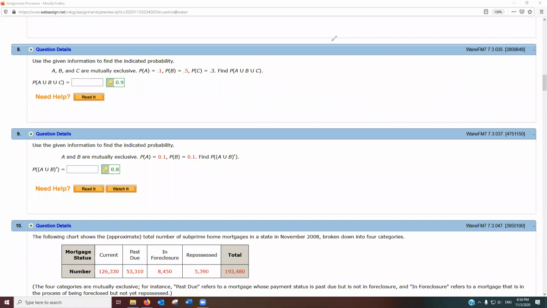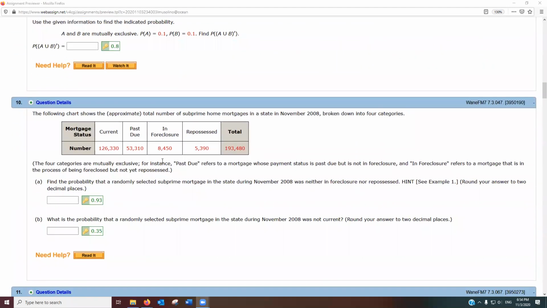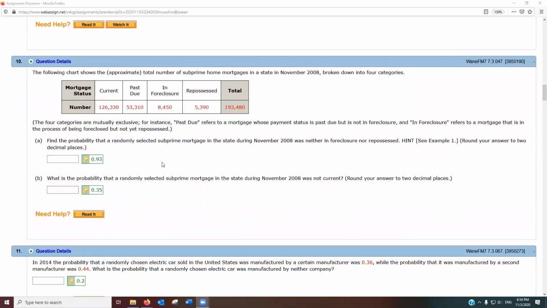Let's see, number 9 has a watch it. Let's go to number 10. All right, so number 10, they're giving me this table. And part A of this question says, find the probability that a randomly selected mortgage was not in foreclosure or repossessed.